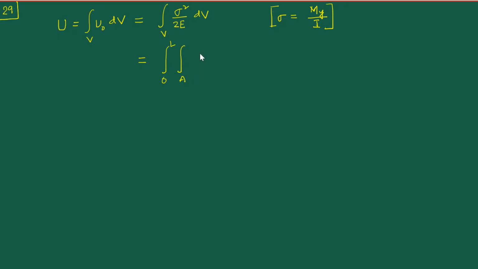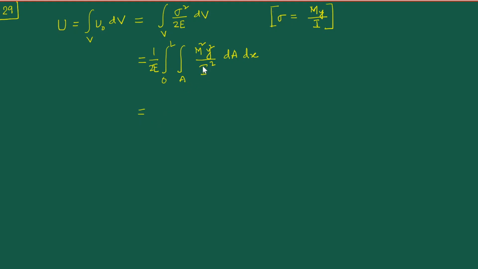And what we'll have here is, I take this 2E, I can take it outside. For the time being I'm keeping it outside. This sigma gives us M square y square by I square. The first integration is with respect to the area, the second is with respect to this x coordinate. So this dx corresponds to the 0 to L, and this dA corresponds to this integration over the A.